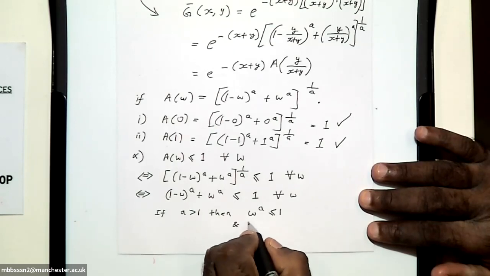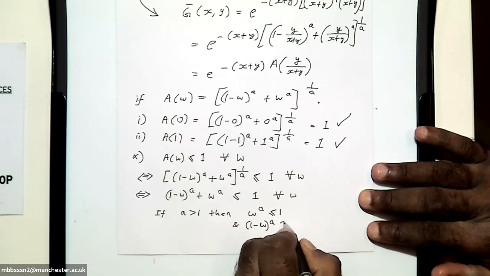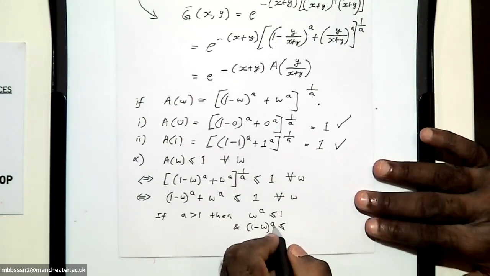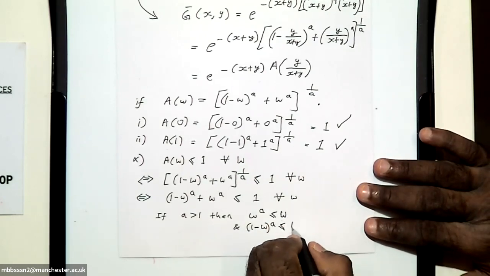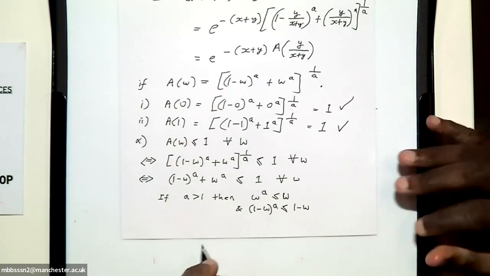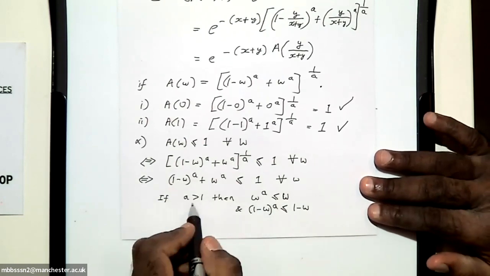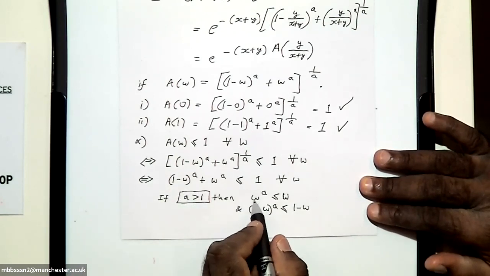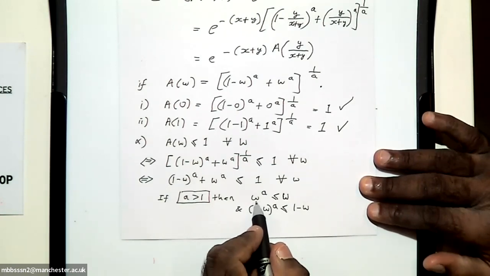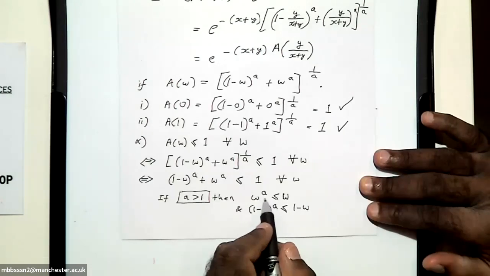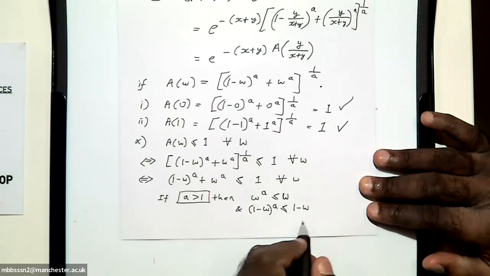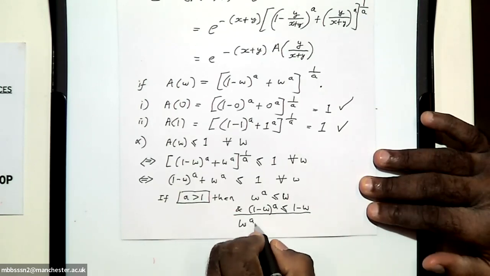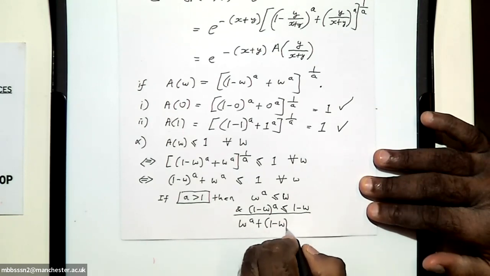And 1 minus omega to the power A will also be less than or equal to 1 minus omega. We assume that A is greater than 1, we can't do it without this assumption. Omega is a number between 0 and 1, and therefore if we raise that to a number that is greater than 1, it has to be less than or equal to this. The same here. But you should sum these two, as omega to the power A plus 1 minus omega to the power A.